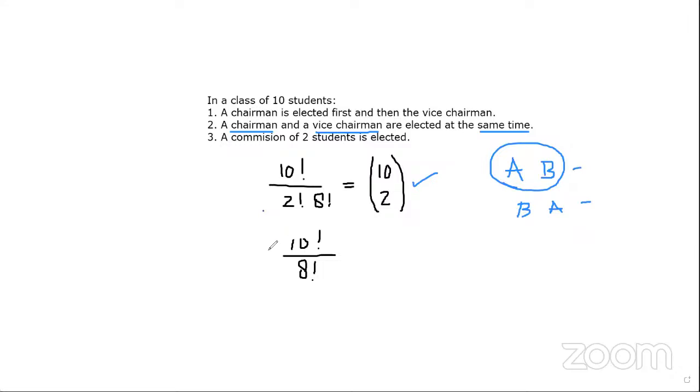So that's why from here you have 10 choose 2, and you have to multiply it by 2 factorial. And that's why you have 2 times 10 factorial divided by 8 factorial and 2 factorial here, and that is the same as that one. Get it?